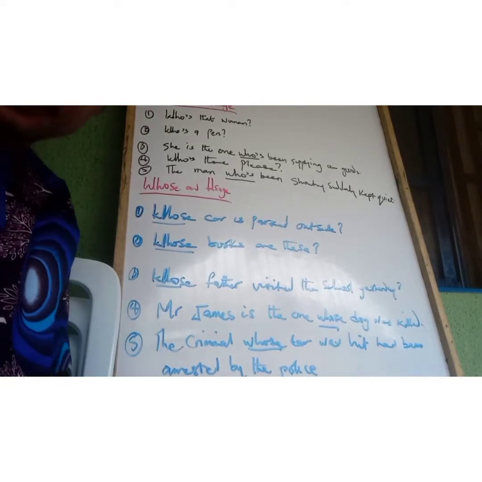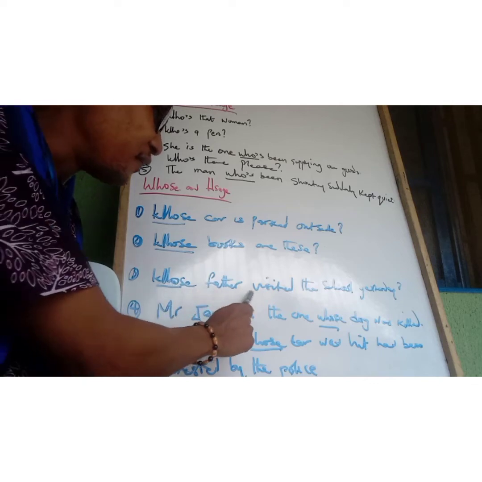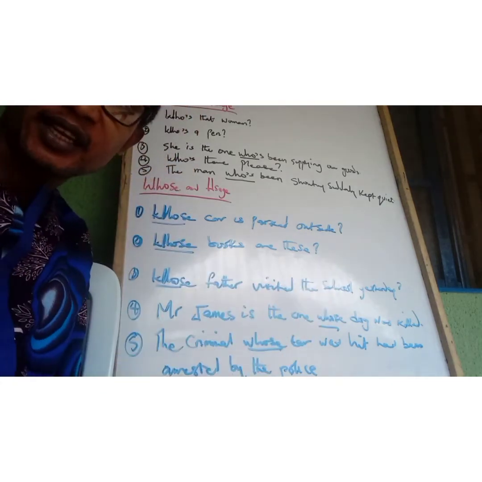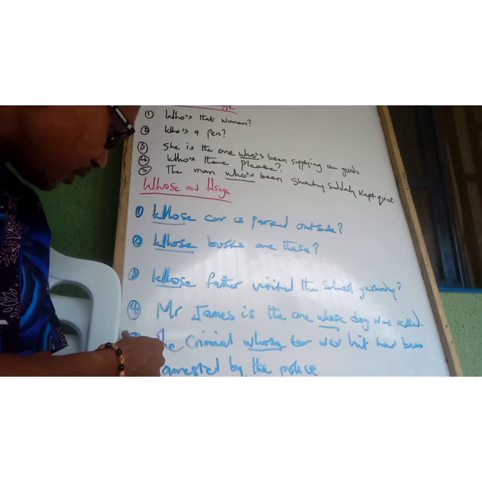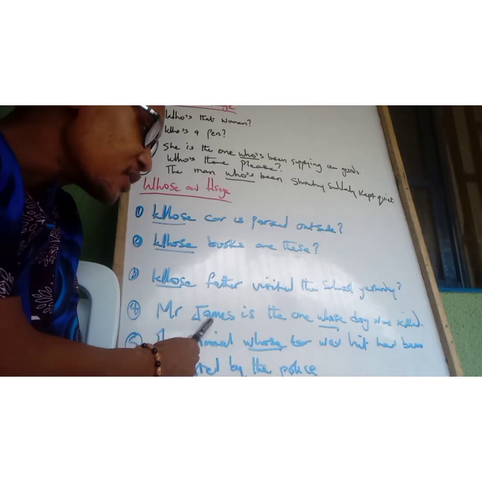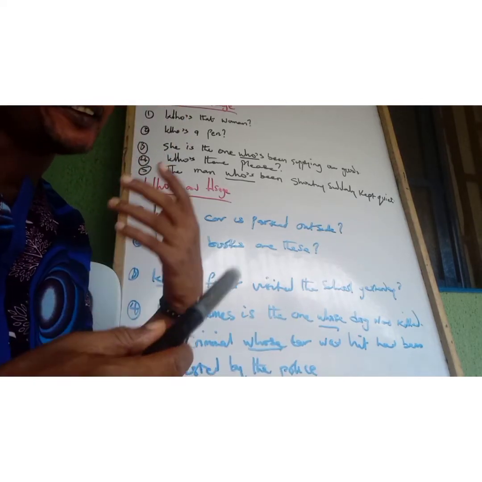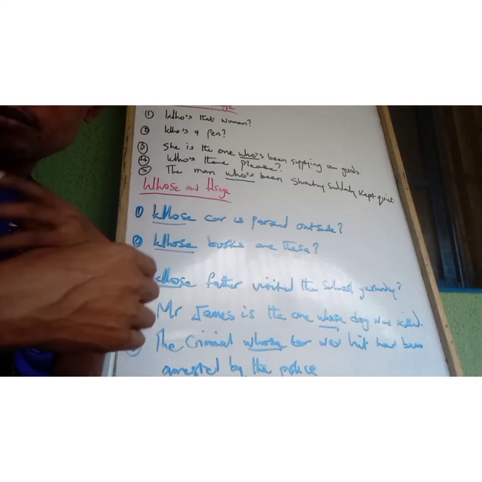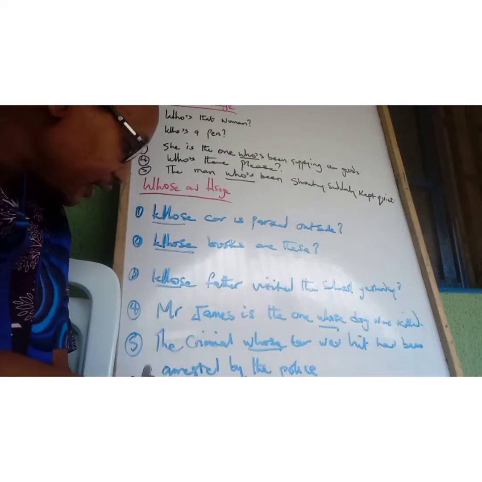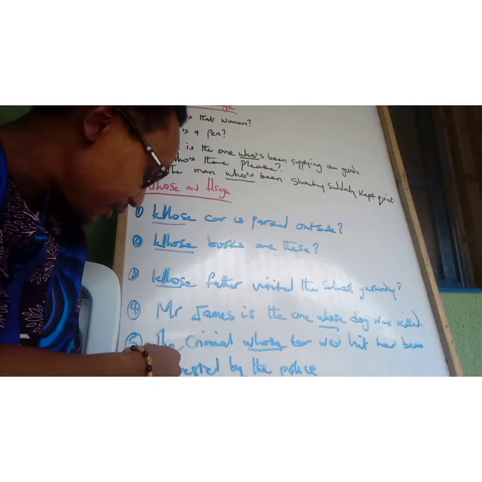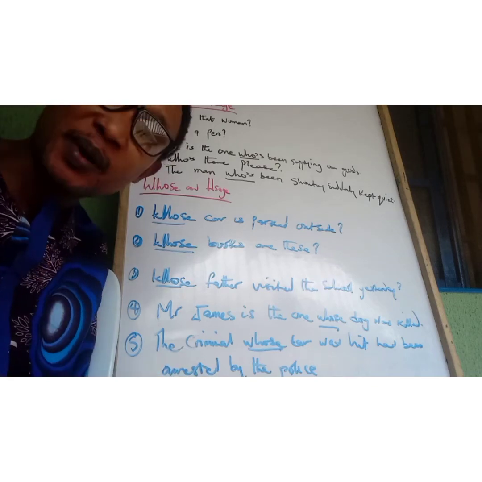If you look at this: whose father visited the school yesterday? Whose father visited the school yesterday? Then the penultimate one: Mr. James is the one whose dog was killed by an Okada, by a motorbike or by a bus. Then finally, the criminal whose car was hit has been arrested by the police.